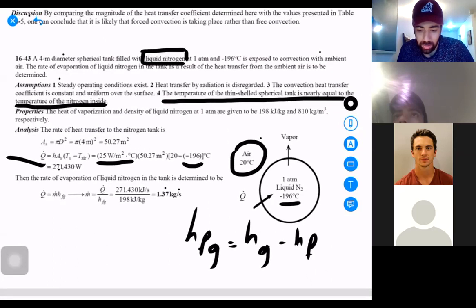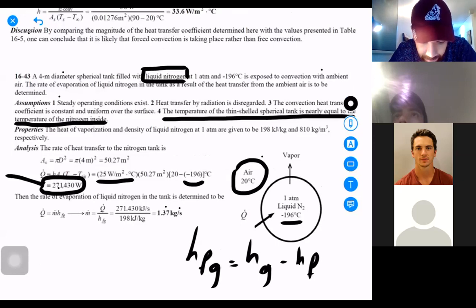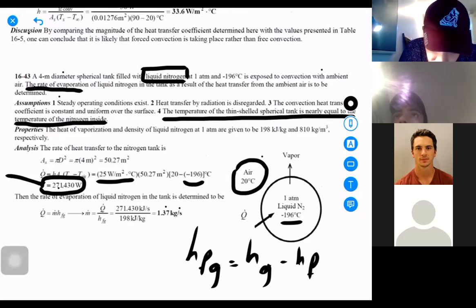So knowing that, we can find the heat rate, which is 271,000 watts, and that amount of energy could be used for finding the mass rate of evaporation here. That is what the question has asked us basically. The rate of evaporation of liquid nitrogen in the tank should be determined.